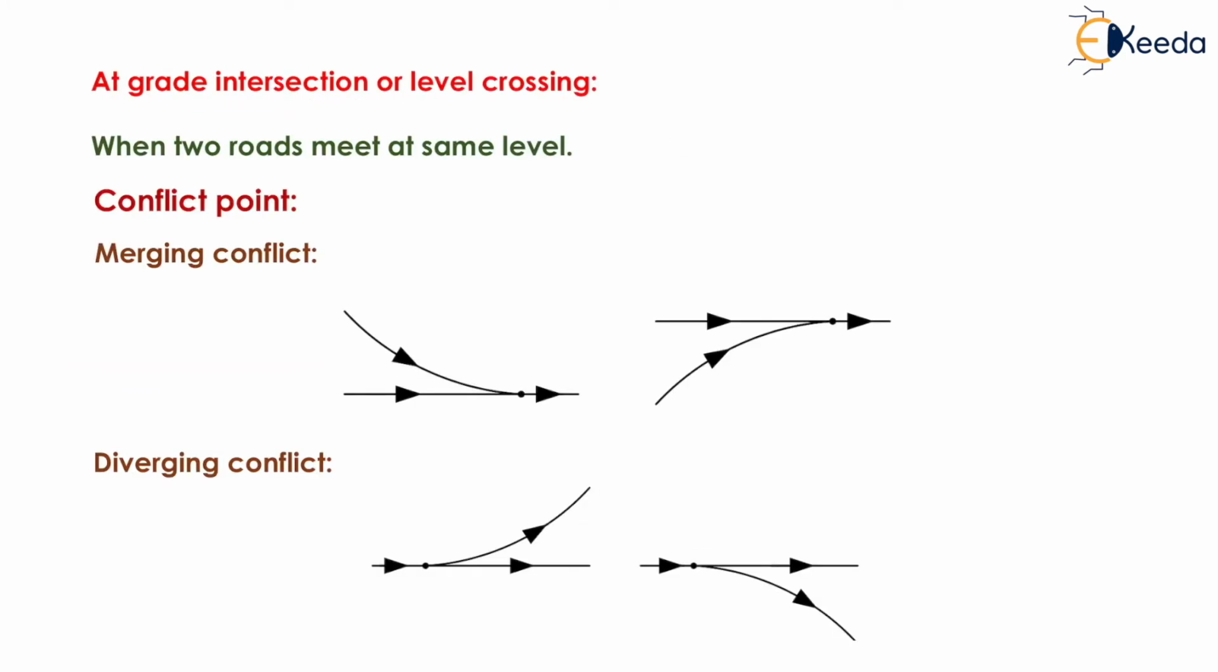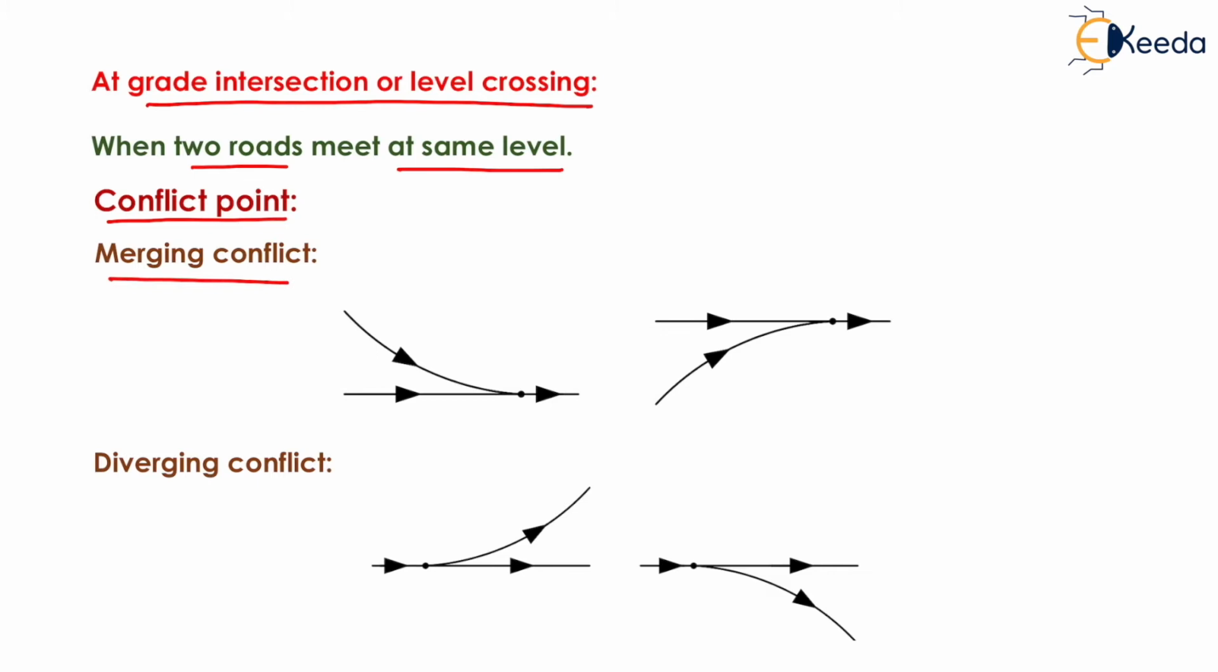Now the next is the at grade intersection or level crossing. When two roads meet at the same level, then that intersection is known as at grade intersection. Now there will be conflict points. We will see each type of conflict point, starting with the merging conflict.